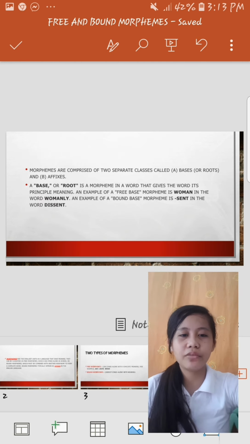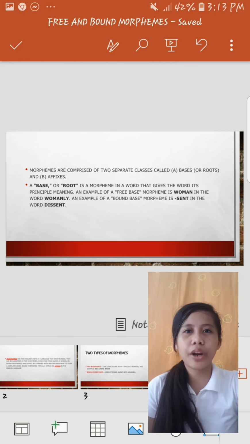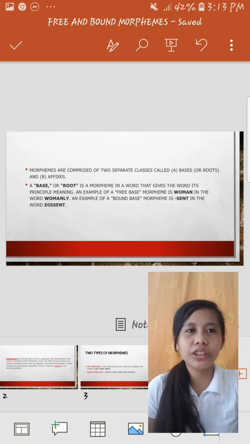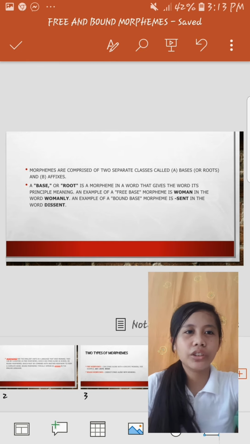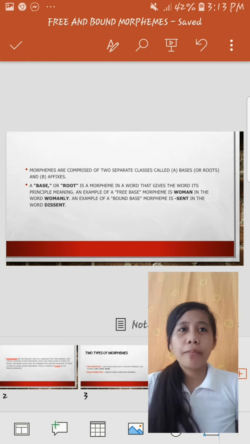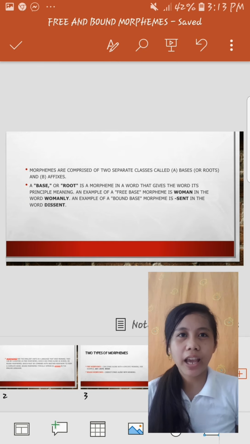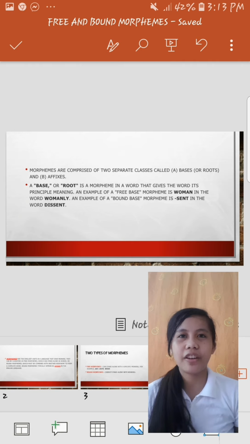So morphemes are comprised of two separate classes. These are called the bases or roots and affixes. So a base or root is a morpheme in a word that gives the word its principal meaning. An example of a free base morpheme is woman in the word womanly. Okay, so an example of a bound base morpheme is sent in the word descent. Okay, are we clear? Okay, very good.